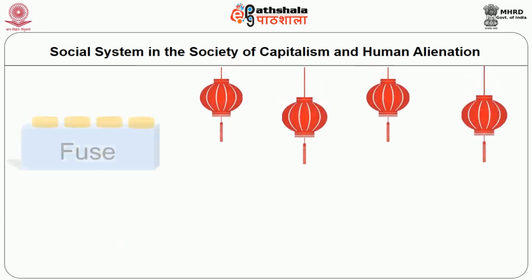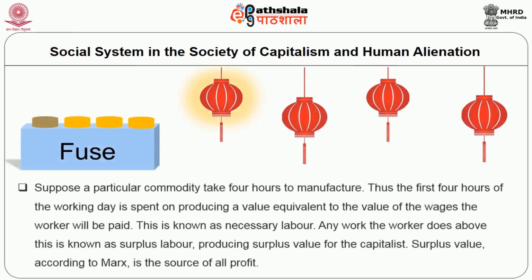Let's illustrate this with an example. Suppose a particular commodity takes 4 hours to manufacture. Thus, the first 4 hours of the working day are spent on producing a value equivalent to the value of the wages the worker will be paid. This is known as necessary labor. Any work the worker does above this is known as surplus labor, producing surplus value for the capitalist. Surplus value, according to Marx, is the source of all profit.